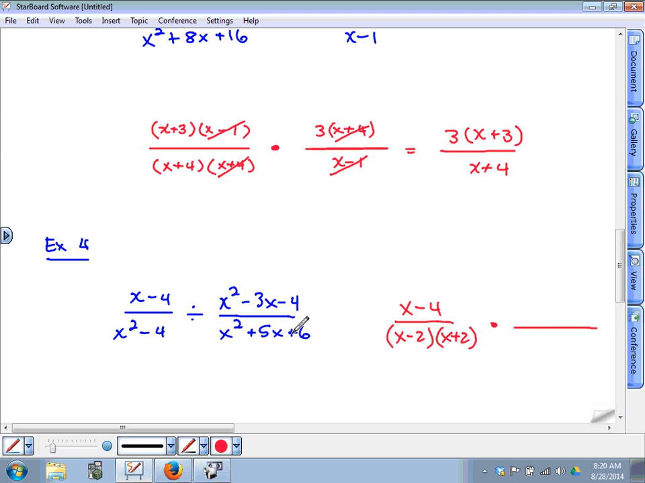And at the same time, let's factor. So this bottom expression, if it moves to the top and factors, becomes x plus 2 times x plus 3. And then this expression that was in the numerator is going to hop down to the denominator and also factor, if it can, into x minus 4 times x plus 1.